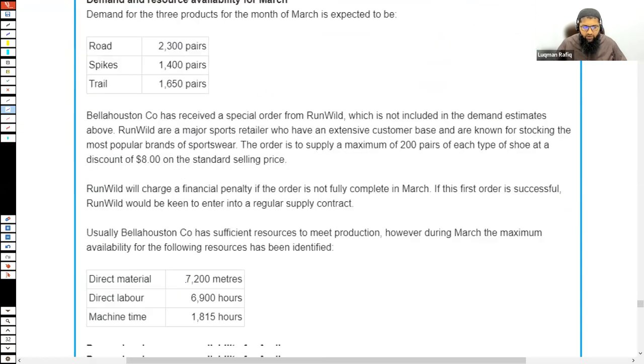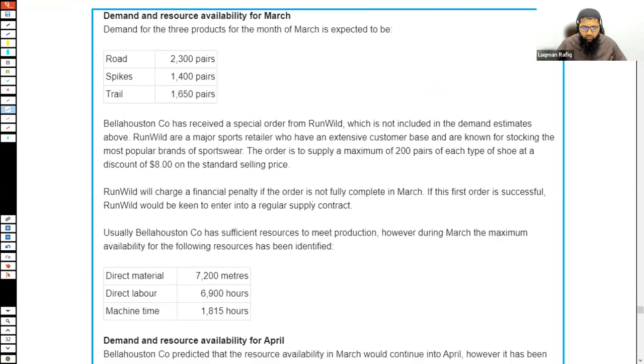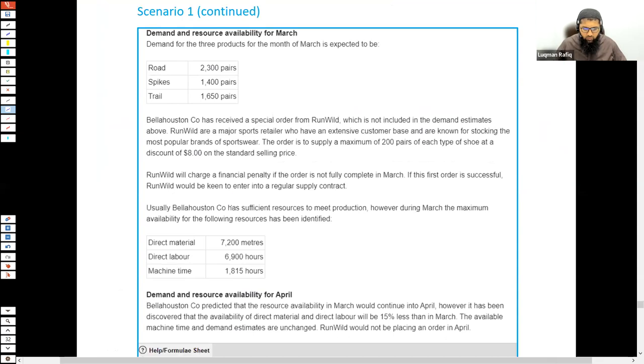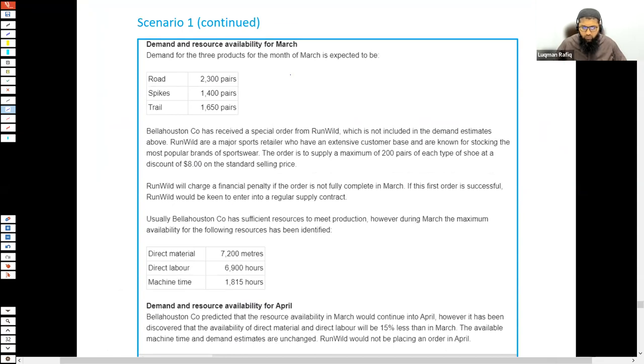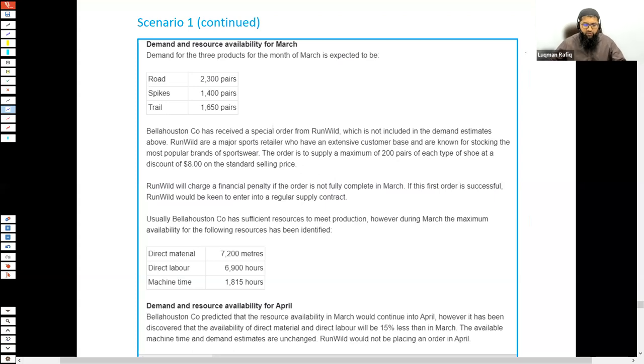Let's move a bit forward and discuss further. Kindly read through this, then we can move forward. Now, what else does it say with respect to this page? It says demand and resource availability for March. Demand for the 3 products is this. Bellahouston has received a special order from Run Wild, which is not included in the demand estimates above. Run Wild are a major sports retailer who have an extensive customer base and are known for stocking the most popular brands of sportswear.